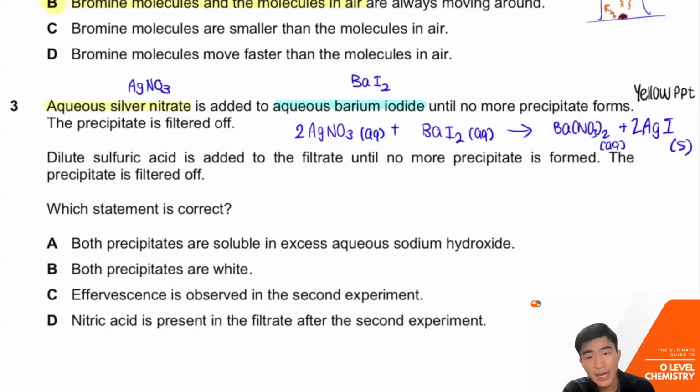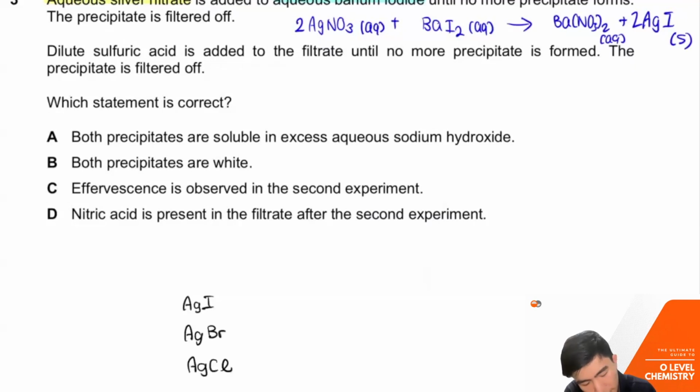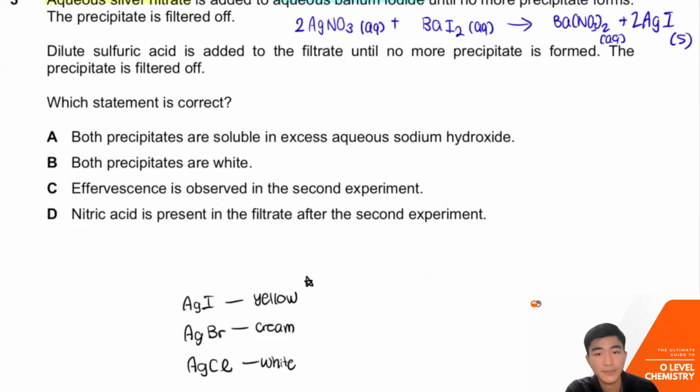Okay, now I'm going to write down for you. This one is quite important as well. Precipitate of halide. So I have silver iodide, I have silver bromide, and I have silver chloride. Now, silver chloride is white color. Silver bromide is cream. Okay, and silver iodide is yellow. Must know this. This one is also important.